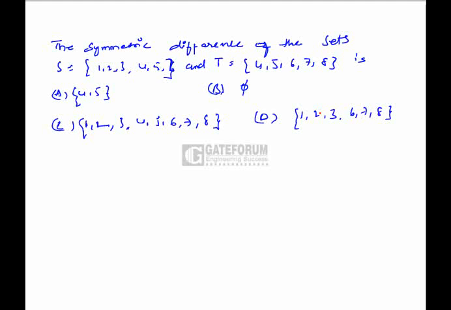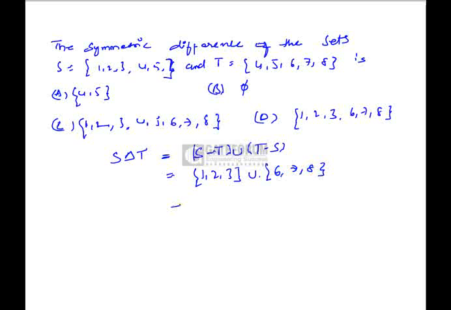In this question, two sets are given and we have to find the symmetric difference of the given sets. The symmetric difference of the sets S and T is represented by S delta T and it is nothing but S minus T union T minus S. So here S minus T is nothing but 1, 2, 3, union T minus S, which is nothing but 6, 7, 8. So the union of these two sets is nothing but 1, 2, 3, 6, 7, 8.